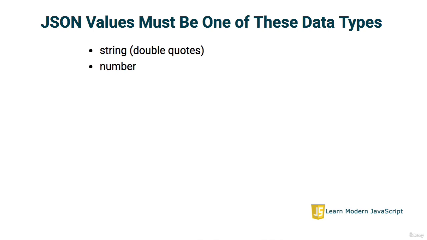A number, an object, and you use curly braces to indicate that. An array, and you use square brackets for that. A Boolean, and finally, null. As you can see, we cannot represent undefined in JSON. We can represent null, but not undefined. So that's the basics of JSON. Okay, let's move on to the next topic.